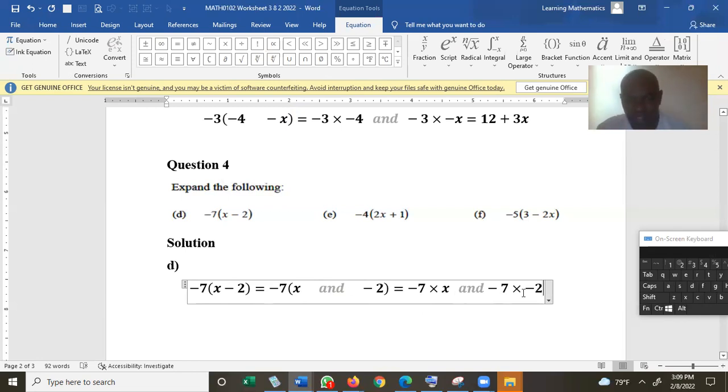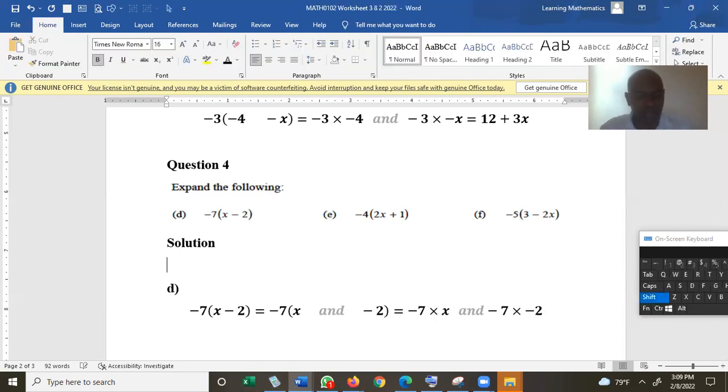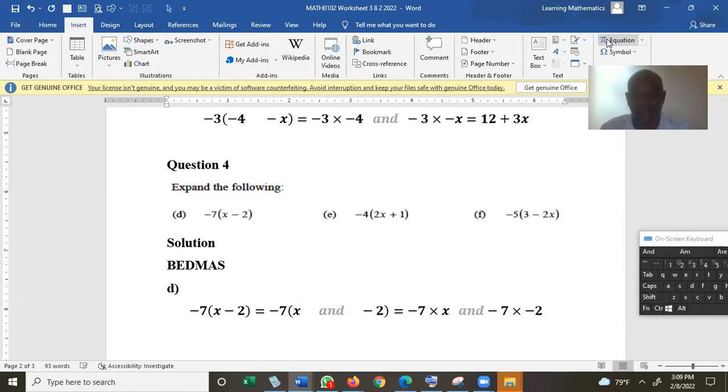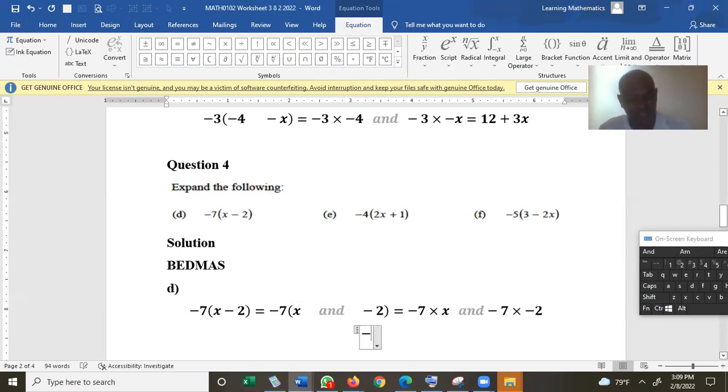We have multiplied it. Okay. BEDMAS says we have to do brackets, exponent, divide, multiply before we add or subtract. So unless this has been done, I cannot write my final answer. So let us multiply. When we multiply -7 by x, we get -7x. And when we multiply -7 by -2, we get +14.